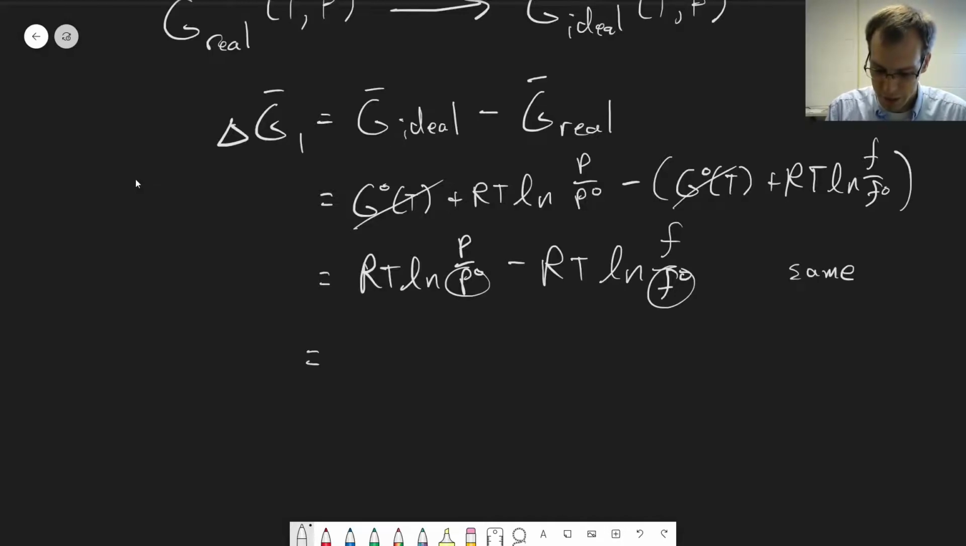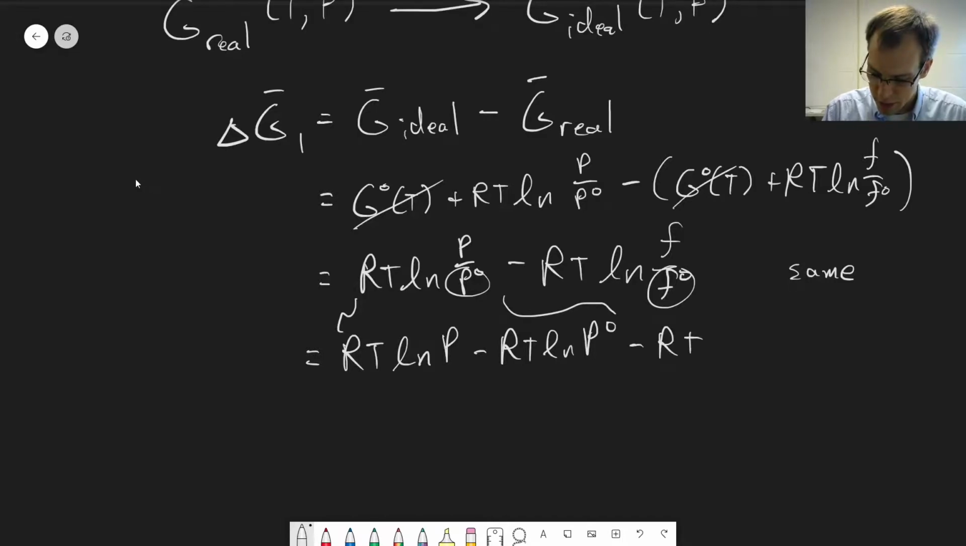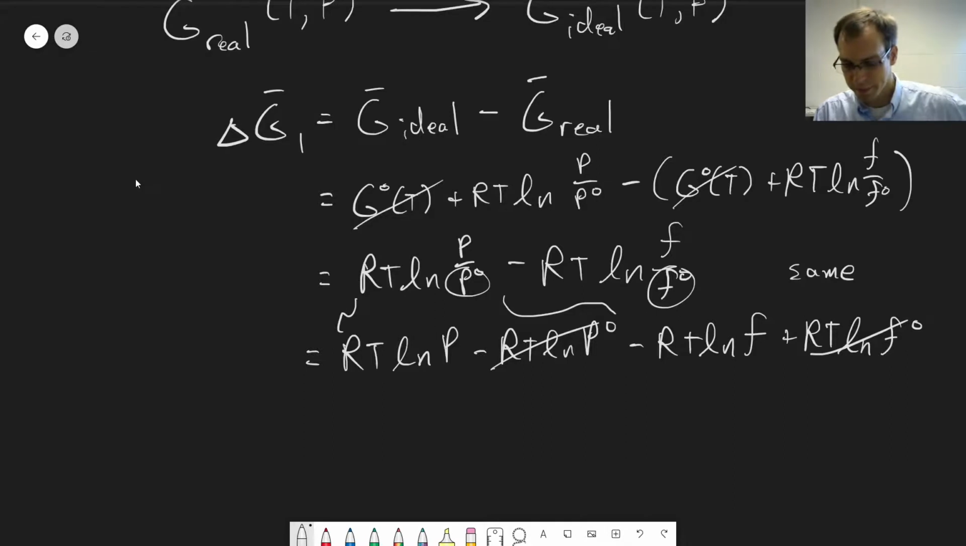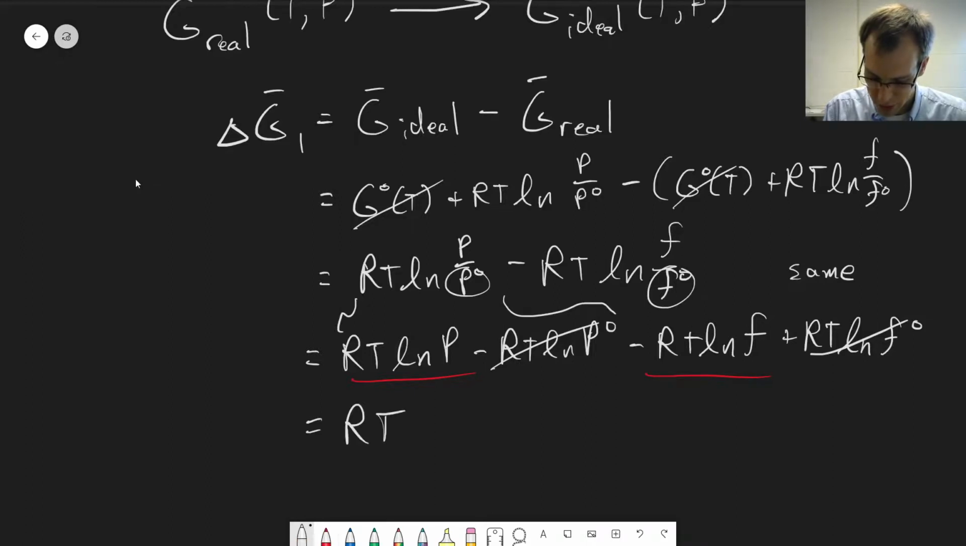We can simplify this even a little further by separating out our natural log terms. So we'll have RT log P minus RT log P naught, which is just rewriting this term into two terms, minus RT log F plus RT log F naught. And these two terms are going to cancel. Then we can recombine this term and this term into one and say overall this delta G value is RT log P divided by F. We're going to put a 1 next to this. This is equation 1.